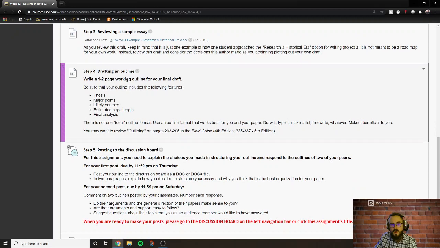In step 4, you are going to create an outline. This should be a 1 to 2 page outline of your draft of writing Project 3. Make sure that your outline includes a thesis, your major points, any likely sources you're going to consult, estimated page length for different sections. And as I mentioned before, if you'd rather do paragraph numbers instead of pages, that's fine. And then kind of your final analysis.